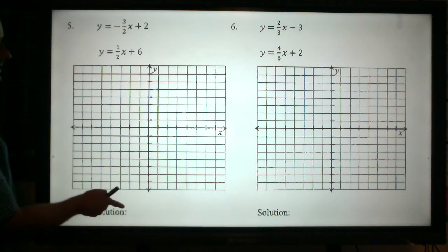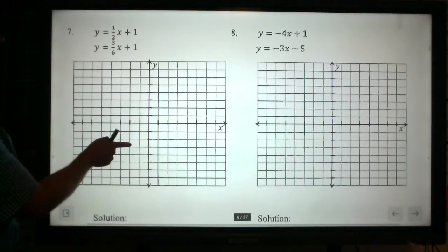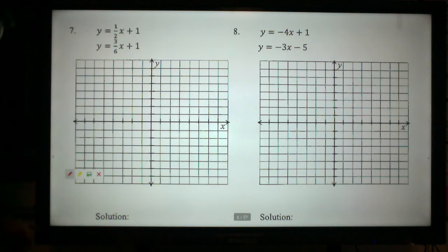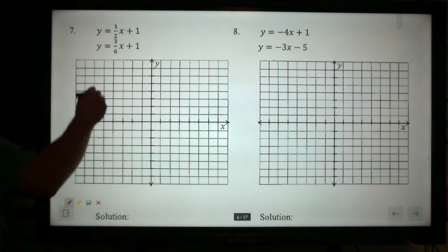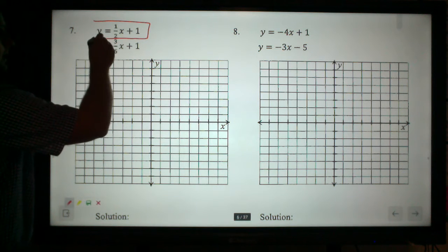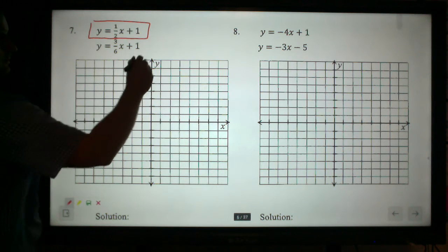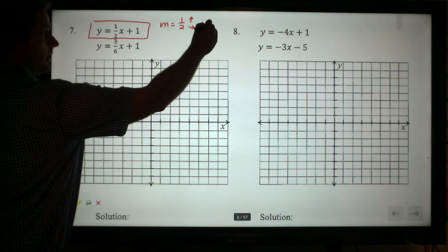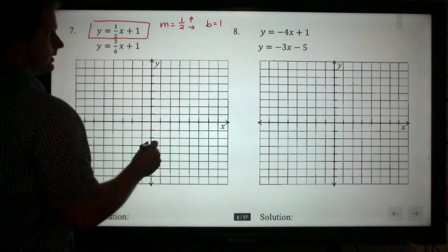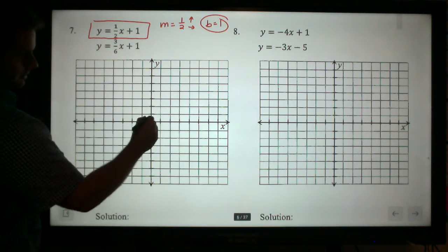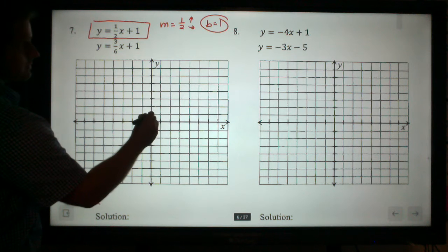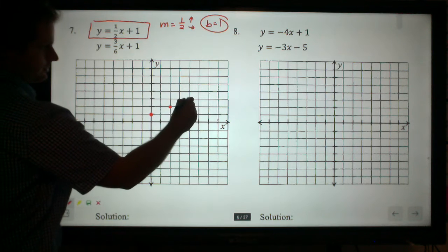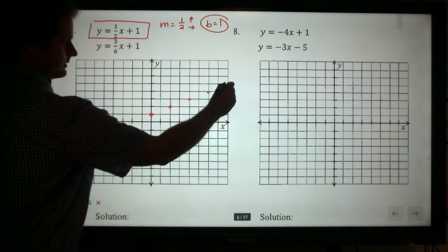All right, and then the other one I want to go over is going to be this one, number 7. So number 7, we'll start with the first one, y equals 1/2 x plus 1. So my slope is 1/2, and my y-intercept is just 1. So we'll graph that. Starting off at y equals 1, and we'll follow that slope. So up 1 over 2, up 1 over 2, up 1 over 2, and so on and so forth.